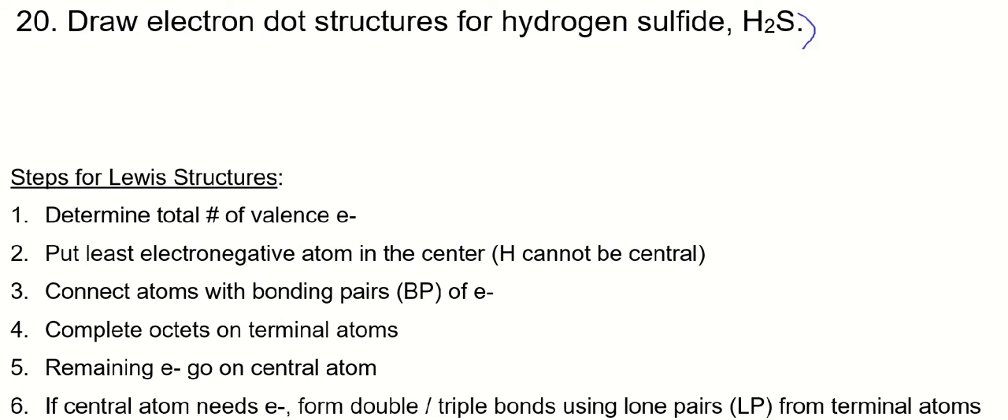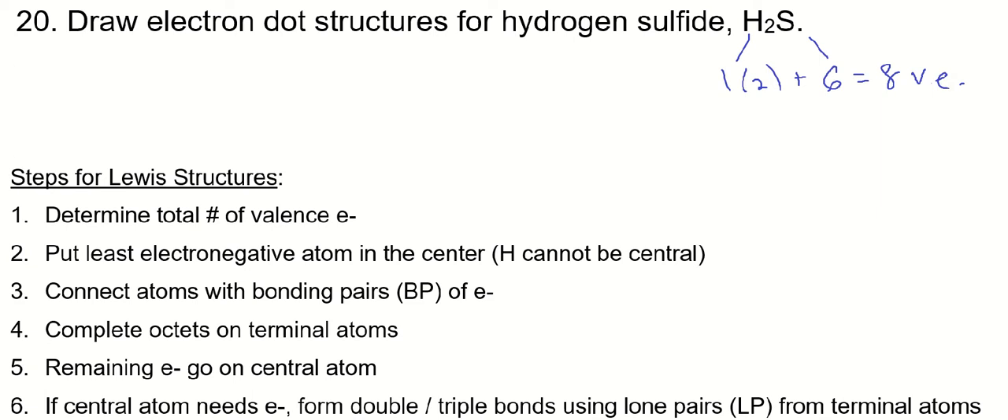Let's draw the Lewis structure for hydrogen sulfide and then determine its molecular geometry. First, we're going to need to know how many electrons we have. We have 1 electron from each of the hydrogens, 1 times 2, and then sulfur is in group 16, so it's going to contribute 6 valence electrons for a total of 8 valence electrons to draw this Lewis structure.